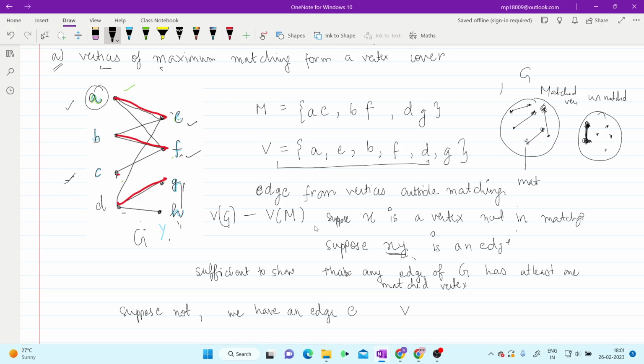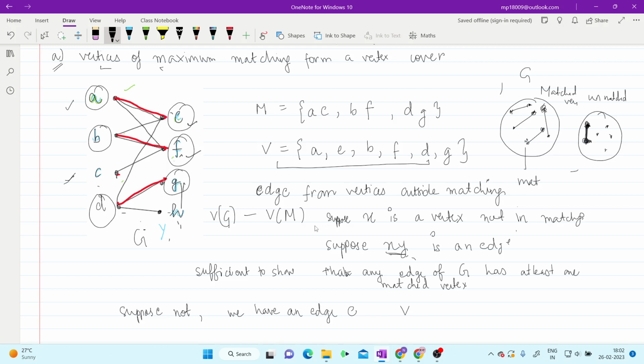Here the matched vertices are A, B, E, F, and D, G, and the unmatched vertices are C, H, and there is no edge between unmatched vertices. This is happening for this particular example, but we want to prove that this will happen in all maximum matchings. If we have a bipartite graph and take a maximum matching from that graph, there cannot be an edge between two unmatched vertices.